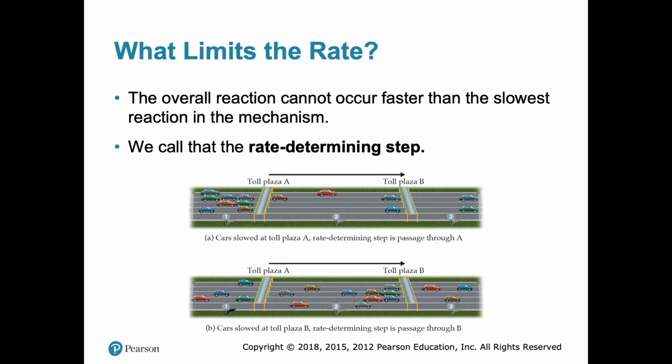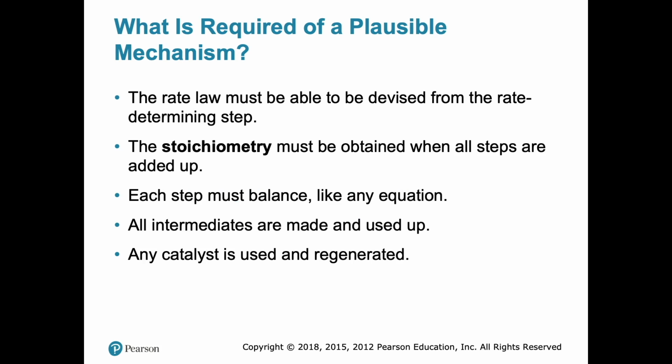Okay. So what then is required of a plausible mechanism? What do we need to have a plausible mechanism for a reaction? Well, the first thing is that the rate law must be able to be devised from the rate determining step. What that means is that your rate law will not be based on any of the faster steps of the reaction. It's always going to be based on the rate limiting step, the slowest step of the reaction.